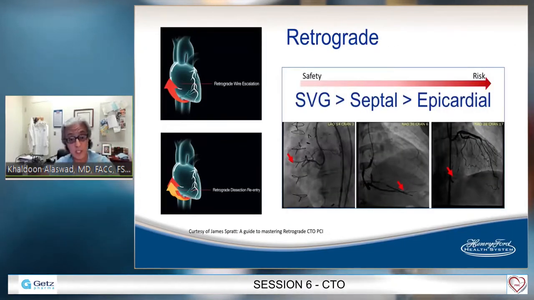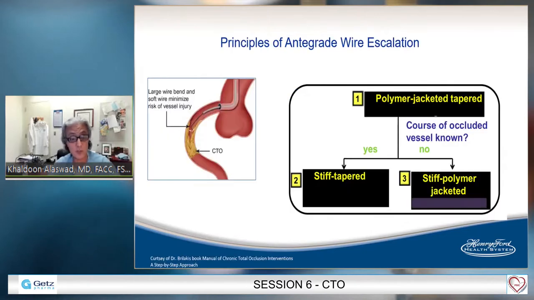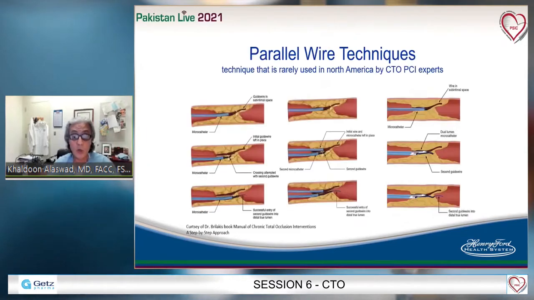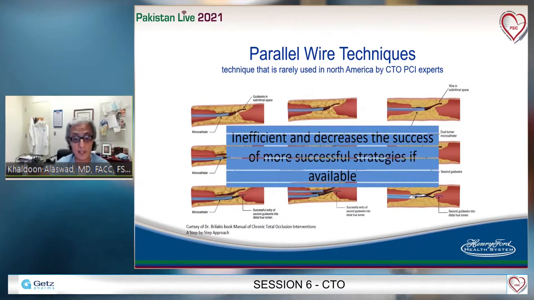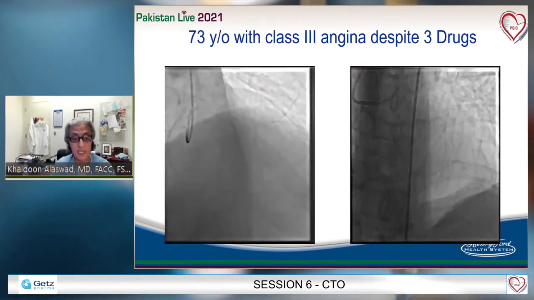I use SVG. I don't treat SVGs anymore. I normally treat the native vessel, and I use the diseased SVG to go retrograde. So basically, when you don't have a lot of resources, you can actually go back to the parallel wire technique, however, it's inefficient.